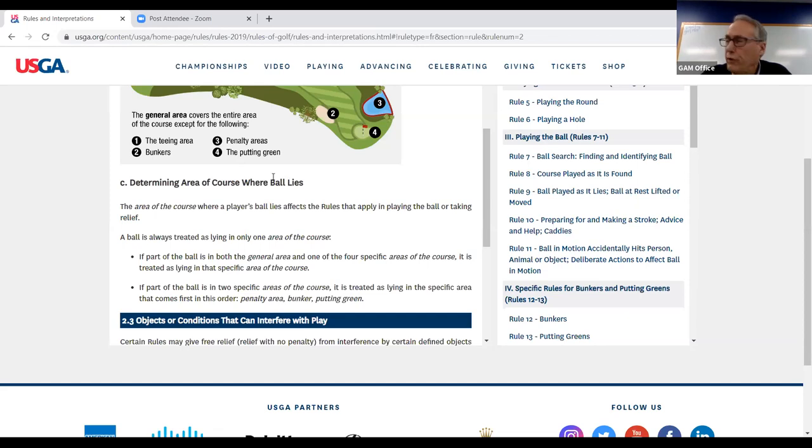I'm pretty sure we always use stakes and lines to identify, don't we? Always? Yes. Yeah. So we always use stakes and lines. Stakes are used to identify, and the line defines the penalty area. It would be the outermost portion of that line, next to the next specific area, whether it be the general area.